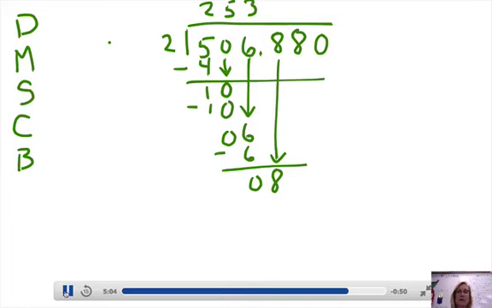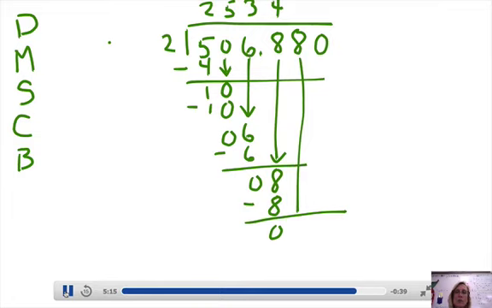And I'm back to the top again. 2 goes into 8 4 times. 2 times 4 is 8, so I subtract 8, I get 0. It is less than 2, so I bring down the next number. And I do the same process again.